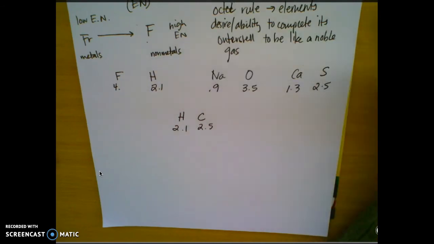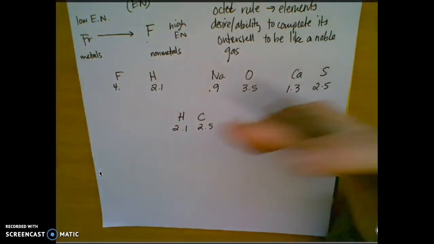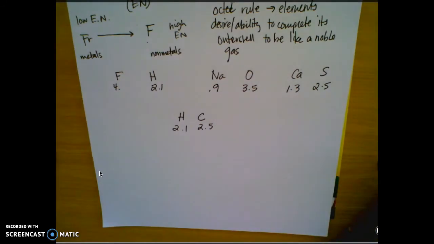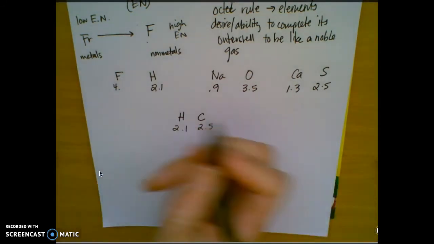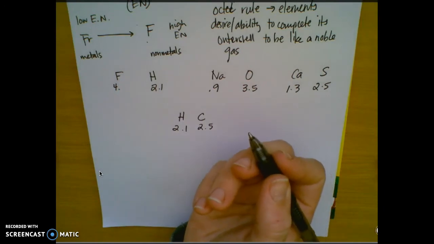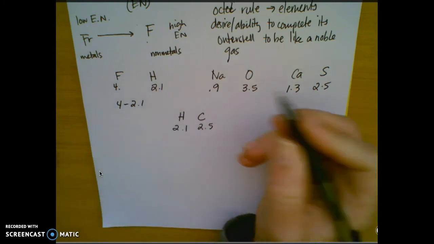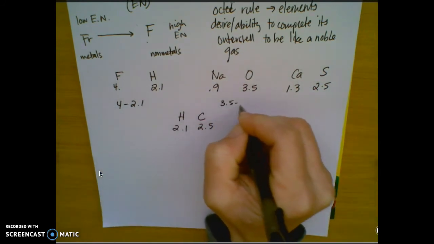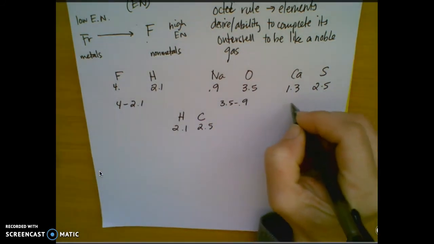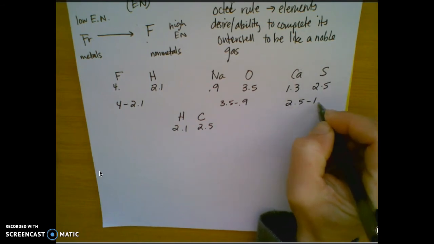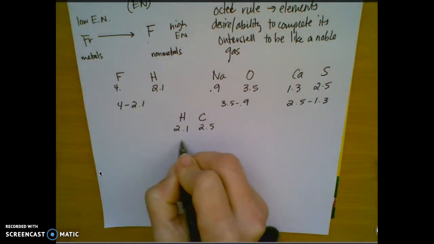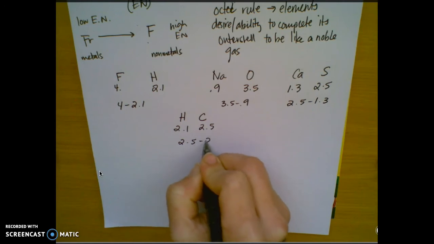So now we have our electronegativities, and what we're going to do to determine what type of bond we're going to create with these elements is find the difference between the electronegativities. In this case, we're just going to subtract the lowest from the highest. So to find the difference, you subtract that. This is going to be 4 minus 2.1. This is going to be 3.5 minus 0.9. This is going to be 2.5 minus 1.3. And this is going to be 2.5 minus 2.1.